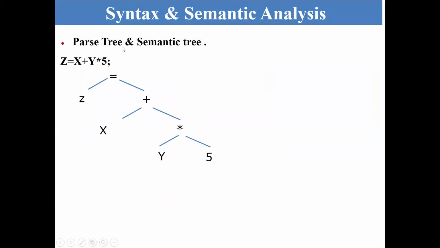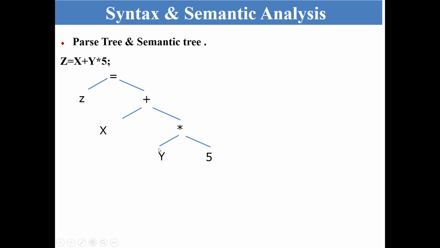Next is the analysis, that is syntax analysis and semantic analysis. So here it is simple. The LHS means first of all equal to sign, as I told you, equal to, then on LHS it is Z, on RHS it is X plus Y into 5. Now the question is whether plus is first or multiplication is first. So first of all we have to consider BODMAS. Suppose you consider a bracket, you have to do the multiplication operation first. Then addition is there, and then LHS means X, and here that is multiplication.